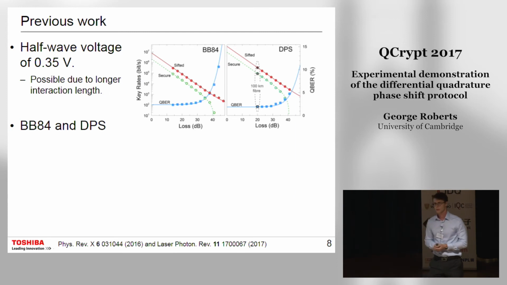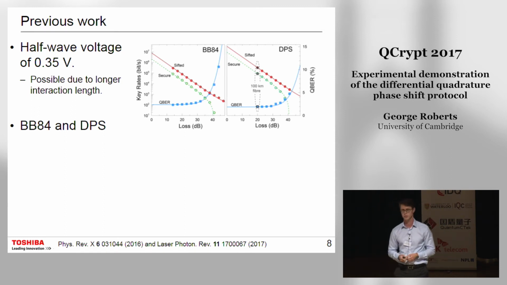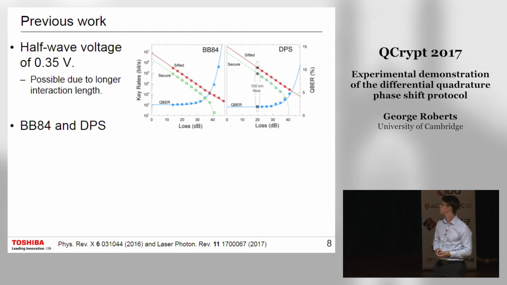Previously, I showed this work at QCrypt last year. And we showed that this transmitter has a very low half-wave voltage of 0.35 volts. This is possible because it's a laser, so light oscillates through the laser. If you directly modulate the laser, it changes the refractive index of the gain medium, and light makes many passes through that. Whereas a traditional lithium niobate phase modulator only makes a single pass, so the half-wave voltage is more around 5 volts. And the device can be shorter, which is also a positive.